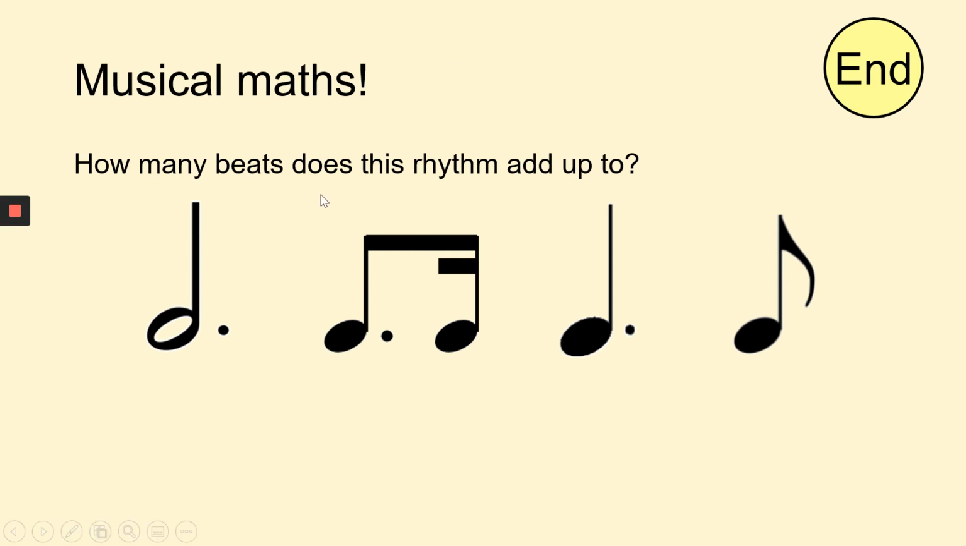So this rhythm starts off with a dotted minim, which we know lasts for 3 beats. Over here, we have a dotted quaver plus a semiquaver, joined together because they equal 1 beat in total. So we know that this altogether is 1 beat. Over here, we have a dotted crotchet, which is worth 1.5 beats, followed by a quaver, which is worth 1/2. So together, this is going to give us 2 beats. So we have 3 plus 1, which is 4, plus 2, which gives us 6. 6 beats.